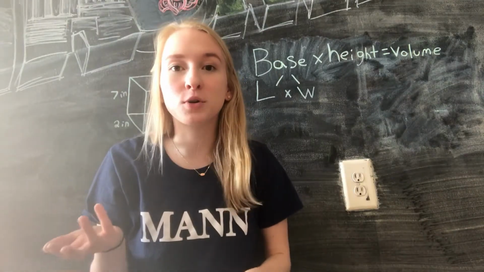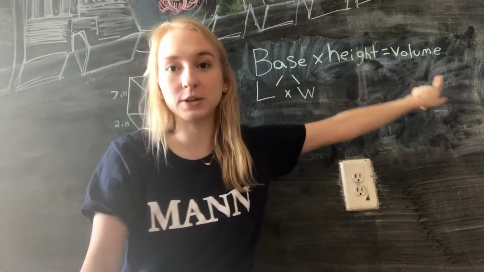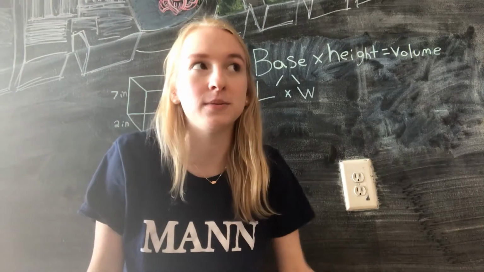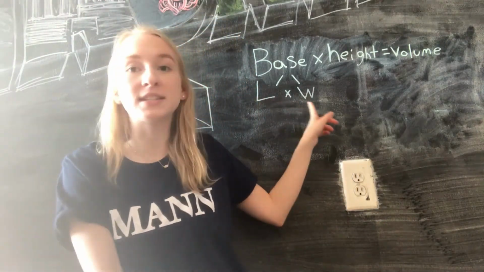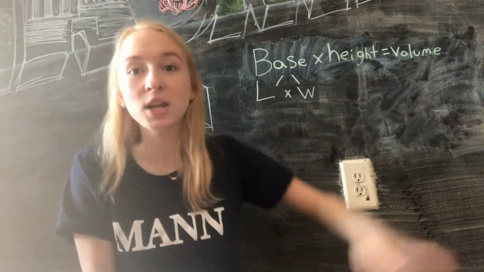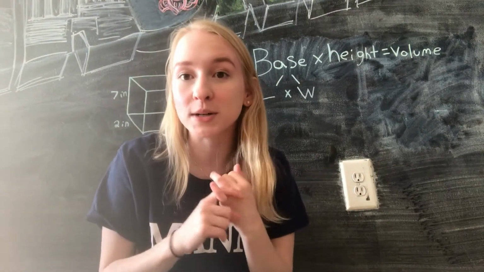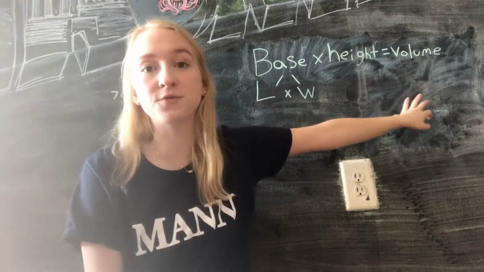And this formula, of course, that we're going to be working with is base times height equals volume. And in Zern and in most problems, especially when it comes to rectangular prisms, we do length times width, which will give us the base, and then multiply it by height. So the whole formula for finding the volume of a rectangular prism or of a cube is length times width times height gives us volume.